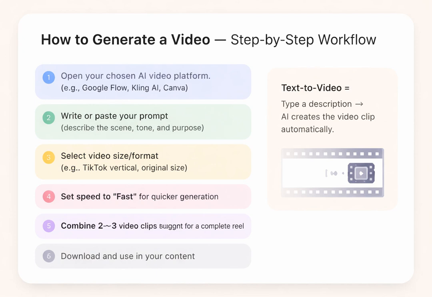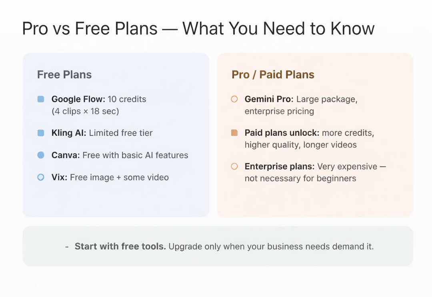The instructor also points out that text-to-video is a powerful feature. You literally type a description and the AI builds the video clip for you. The instructor is very transparent about pricing. Most of these tools have free tiers that are more than enough to get started. For example, Google Flow gives you 10 free credits when you create an account.